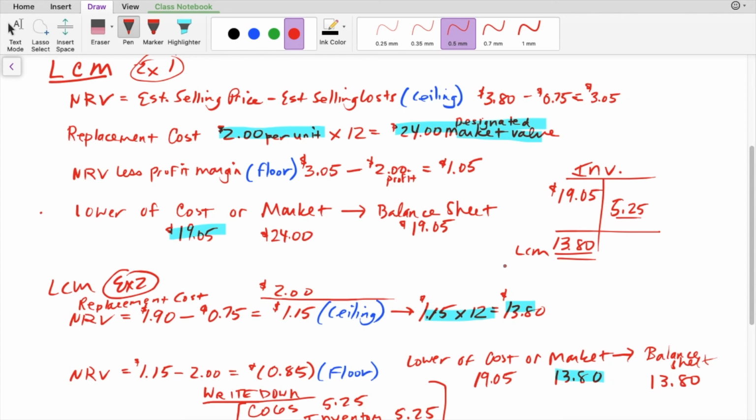Now, that's a more complicated process. It has more steps involved. And that's one of the reasons that FASB has transitioned to lower of cost or net realizable value for FIFO and weighted average companies. Again, LIFO companies, it's a little bit more complicated than that for them to make the change, and so they haven't done that.